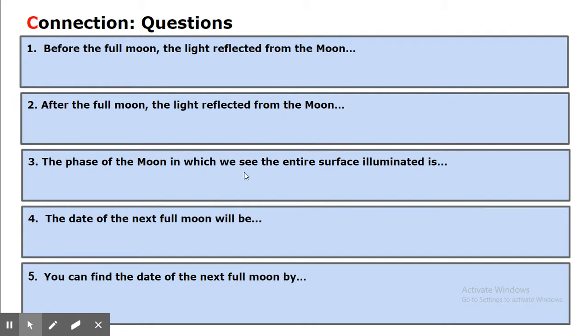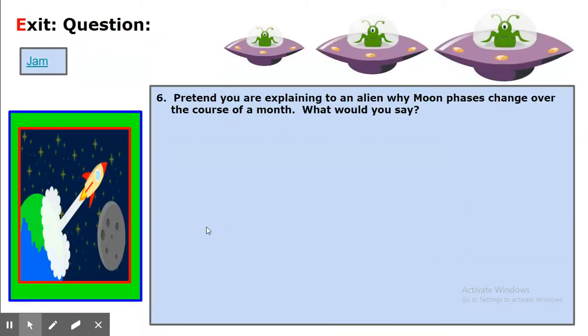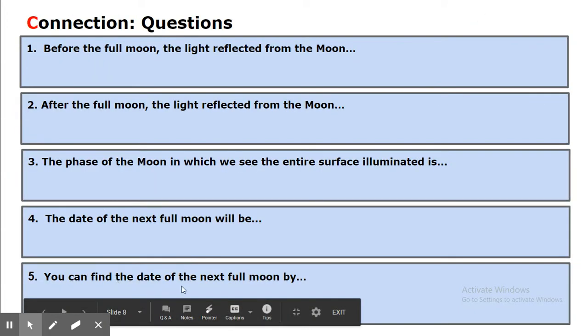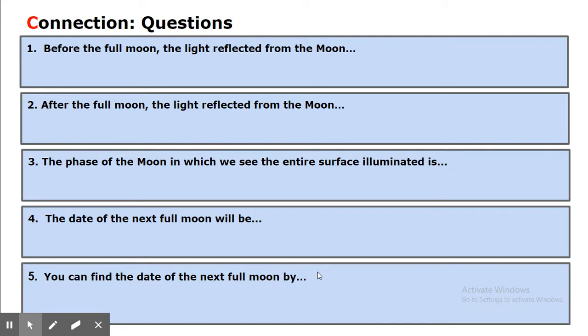The phase of the moon in which we see the entire surface illuminated: full moon. That's when the moon is behind the earth. The date of the next full moon would be 30 days. So every full moon is about 30 days. You can find the date of the next full moon by counting how many quarters you have.